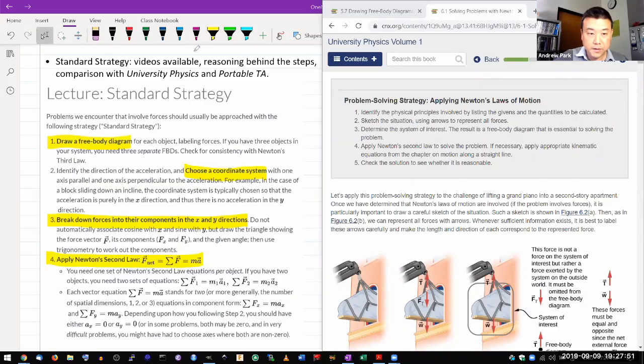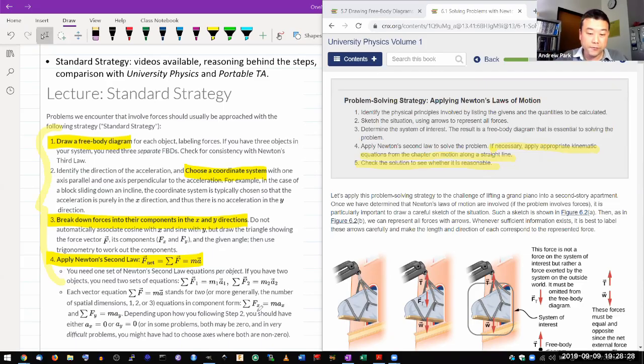Now, there's something we omit in our standard strategy. In your textbook, it says, if necessary, apply appropriate kinematic equations from the chapter on motion along a straight line. And it says something about checking the solution to see whether it's reasonable. All that's good. I don't include them as part of the standard strategy because what I want to impress on you is that this doesn't actually solve the problem for you. It sets you up to solve the problem.